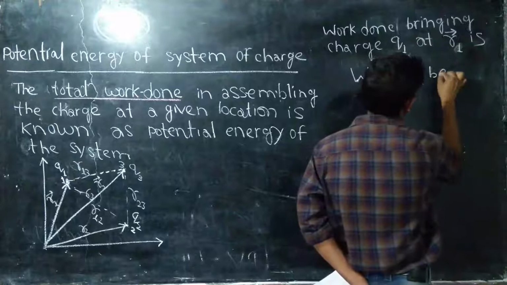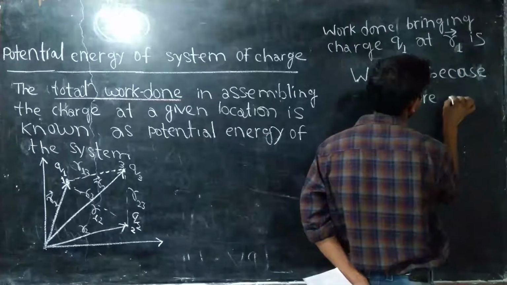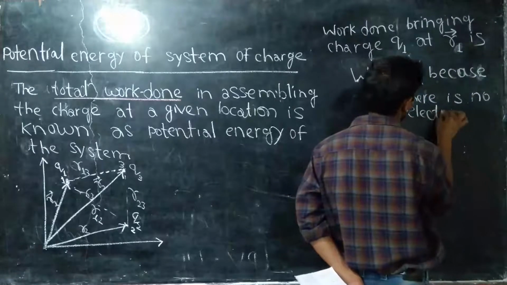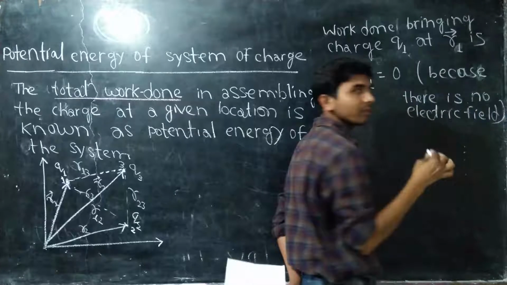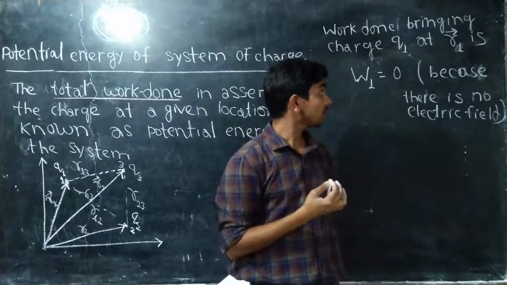You can write in brackets, because there is no electric field. No electric field means no potential, and no potential means the work done will be 0.